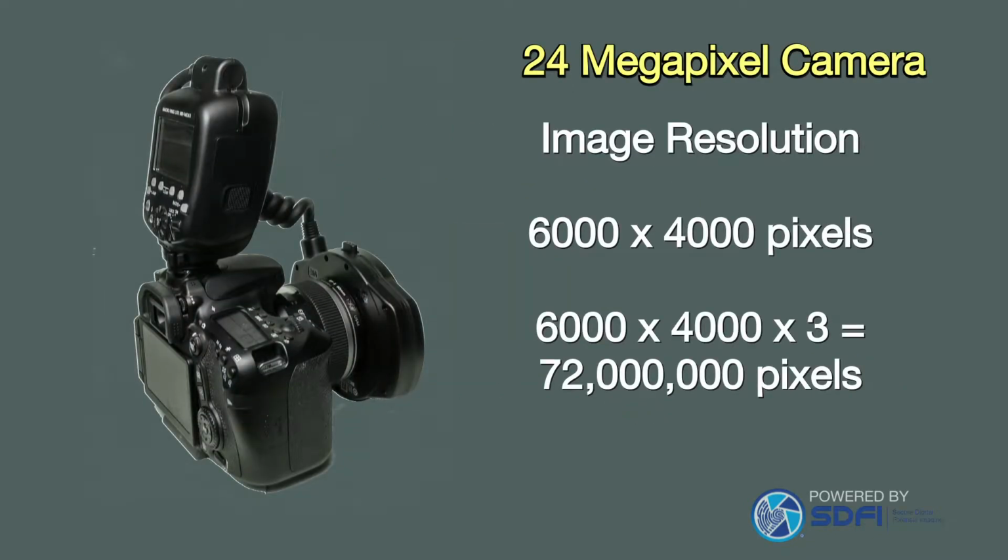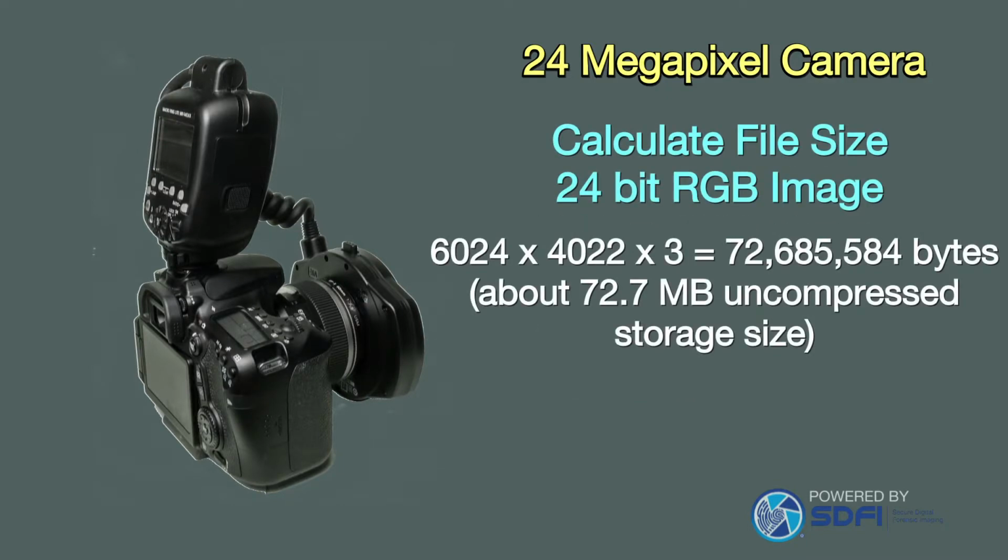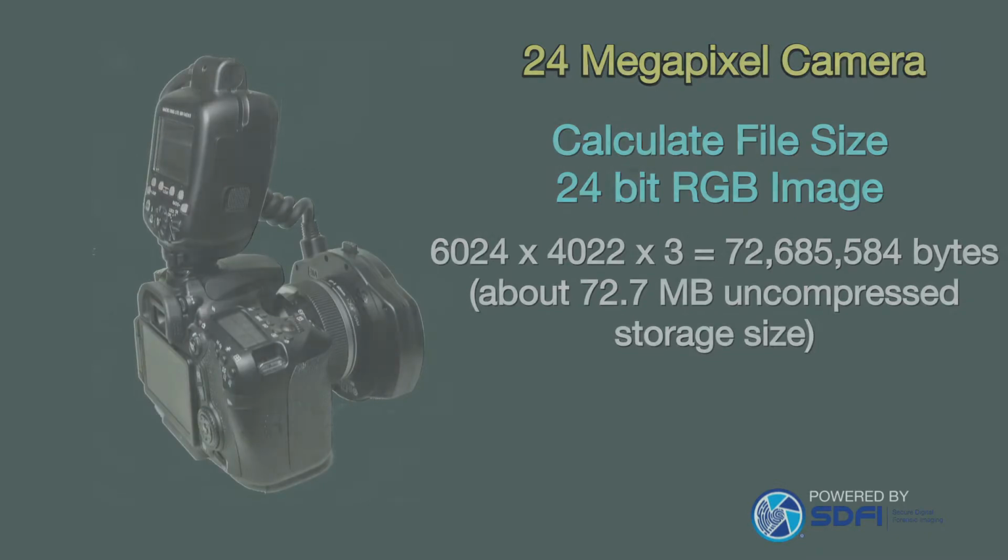A 24 megapixel camera captures sensor data in the form of a grid comprised of about 72 million pixels. The image resolution of these modern camera systems are typically advertised as capturing 6,000 by 4,000 pixel images. The math for the actual uncompressed data works out to 6024 pixels times 4022 pixels times the 3 RGB colors to equal 72,685,584 bytes, or about 72.7 megabytes of uncompressed data.